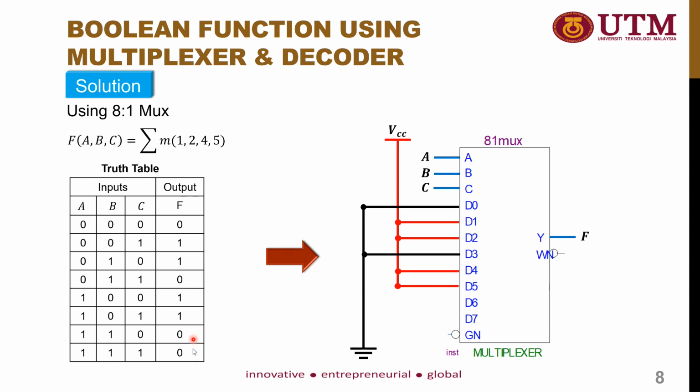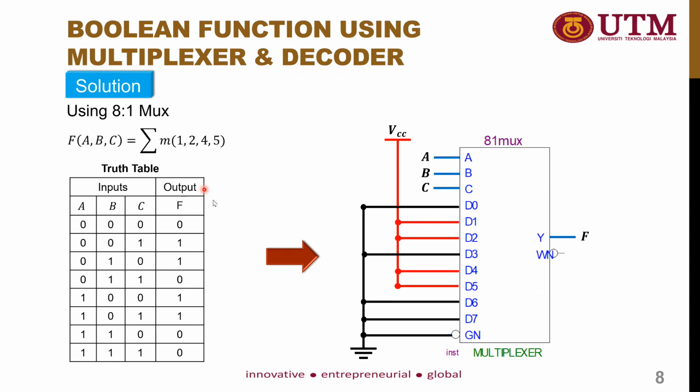For the remaining D6 and D7, the output will equal 0, so they are directly connected to the ground. And please don't forget to connect your active low enable pin to the ground so that you will be able to activate the function of the multiplexer. So this is how you can design the 8-to-1 multiplexer circuit by interpreting this expression.